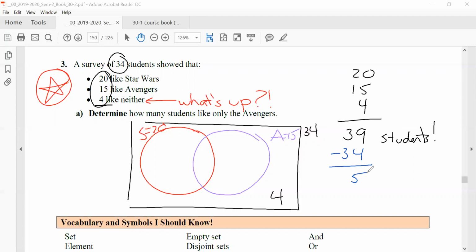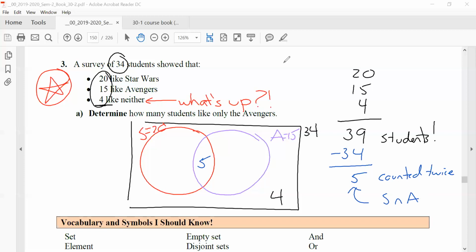So if I figure out there's 34 students in the class, but I've got 39 answers come back to me, that means there's 5 people that have been counted twice. Or the other way to say that is there's 5 people that like both. That's the intersection. That's S and A. There's 5 people that like both. So as soon as we find that intersection of both the sets, everything falls together from there.